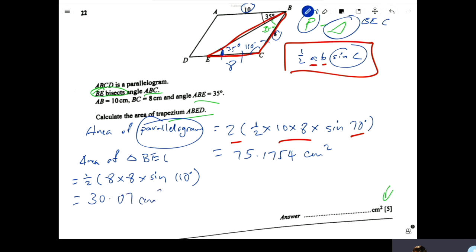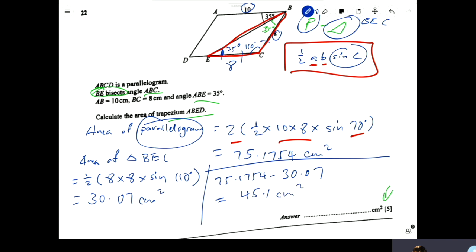30.07 cm squared. Right, so finally to find the area of the trapezoid, I need to take the parallelogram minus the triangle. So parallelogram is 75.1754 minus 30.07. We'll end up with 45.1 cm squared.